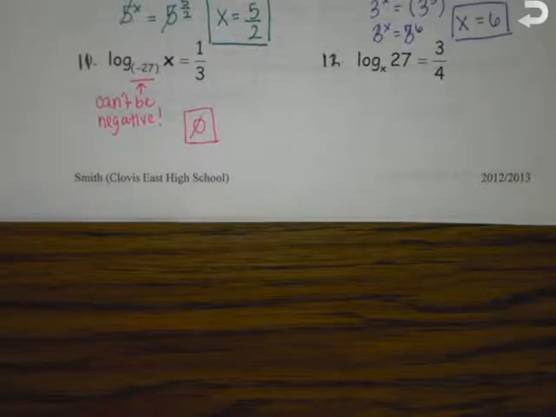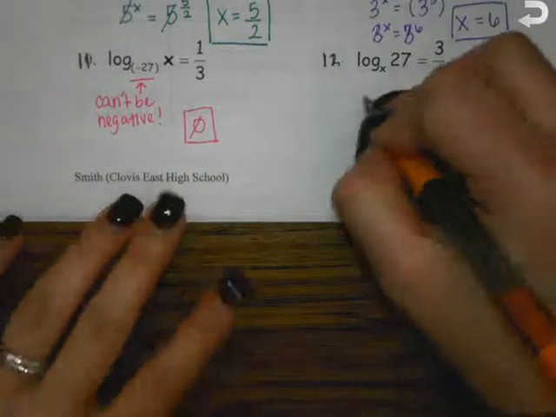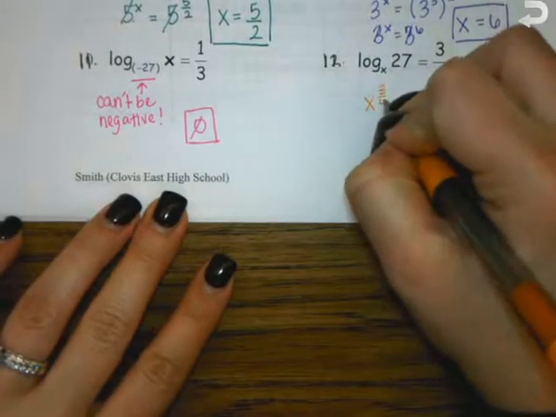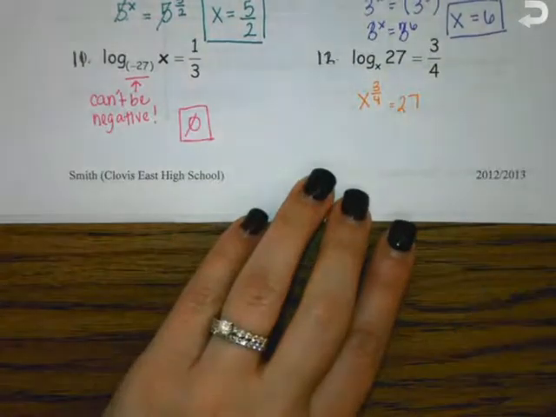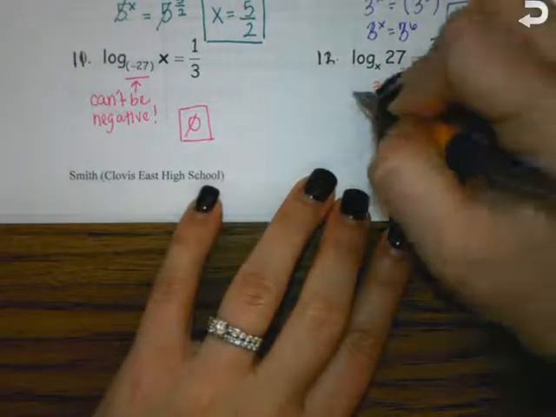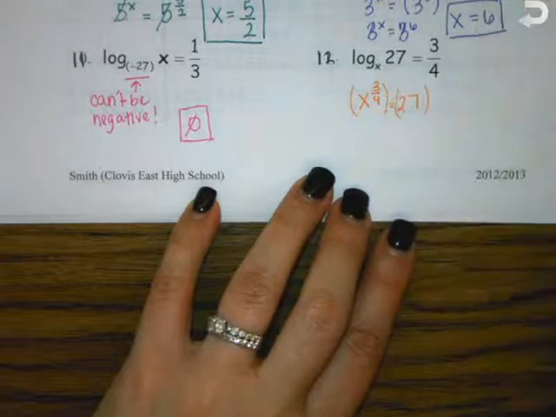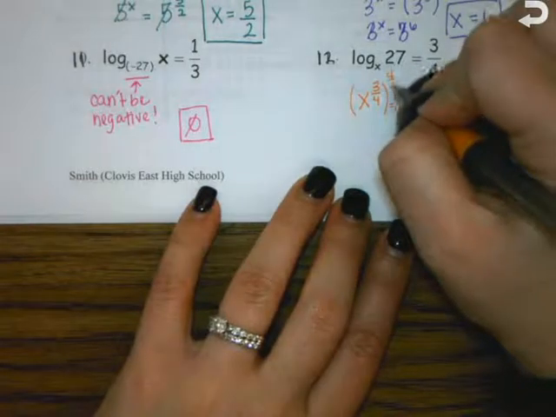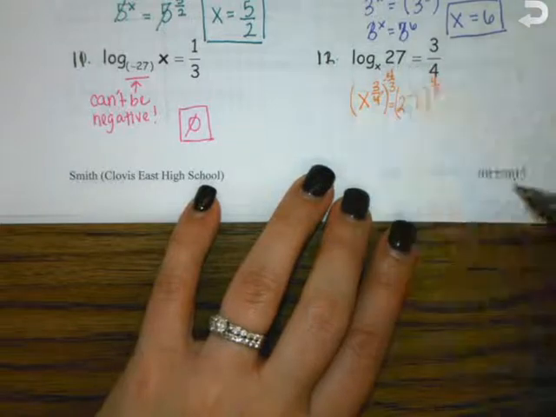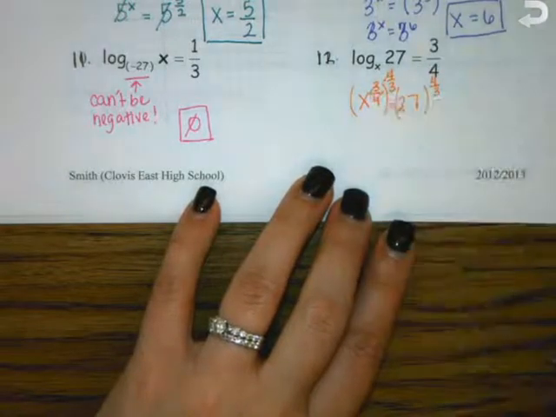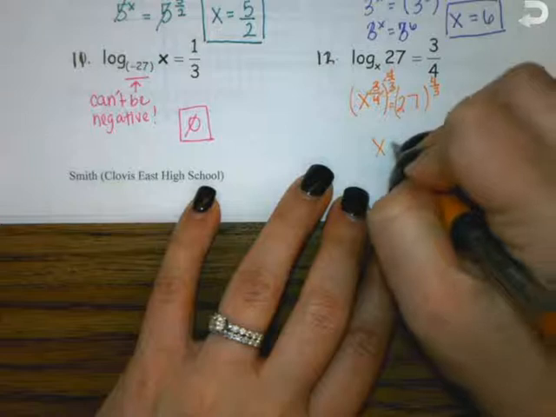Last one. Log base x of 27 equals 3/4. So this is x to the 3/4 equals 27. How do I get rid of that exponent so I have just an x? Reciprocal. What's the reciprocal of 3/4? 4/3. And the reason we do that is because my 4's will reduce and my 3's will reduce. So we're left with x to the positive 1.